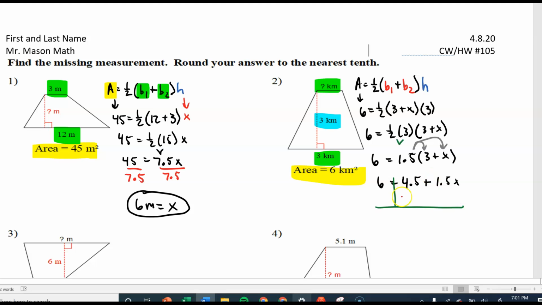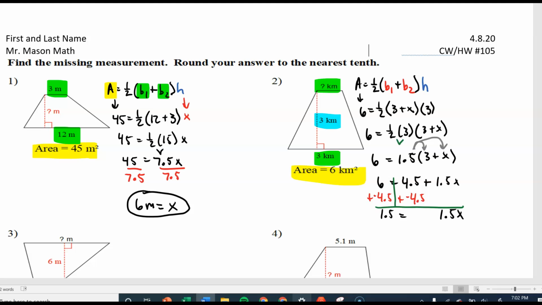So you end up adding negative 4.5, or just subtracting 4.5 since there's no negatives really in geometry. And you'll get 1.5 is equal to 1.5x. Don't freak out. You will just go ahead and simply divide both sides by 1.5. In doing so, you get your answer of x is equal to 1 kilometer.